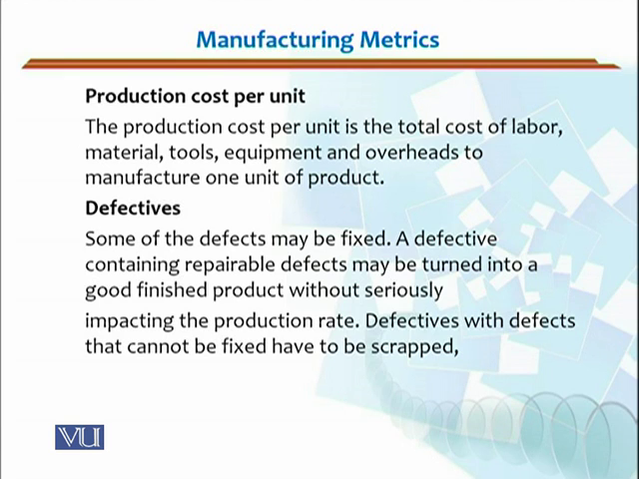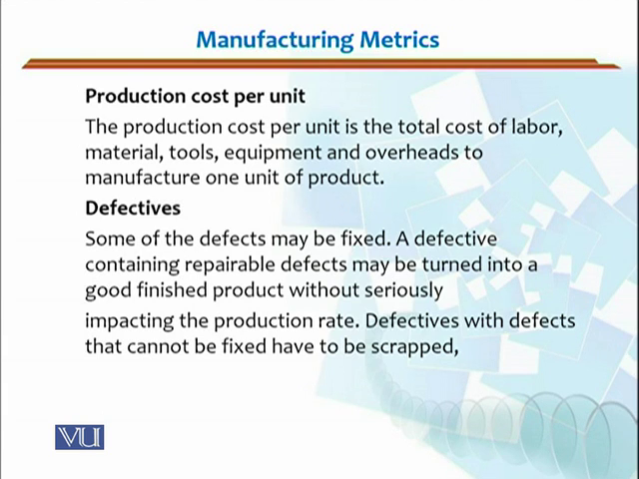Now, what is defective metrics? Some of the defects may be fixed. A defective containing repairable defects may be turned into a good finished product without seriously impacting the production rate. Defectives with defects that cannot be fixed have to be scrapped. There are 2 types of defects as the definition suggests. There are defects that can be repaired and it hampers your production rate. It slows down your production rate, but they again become part of your production.